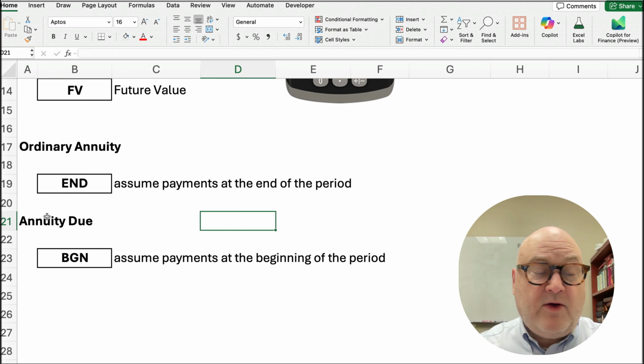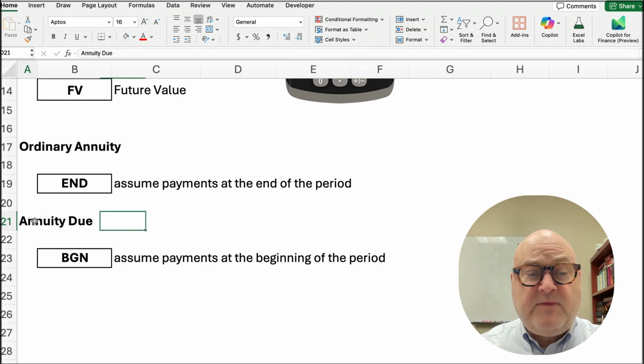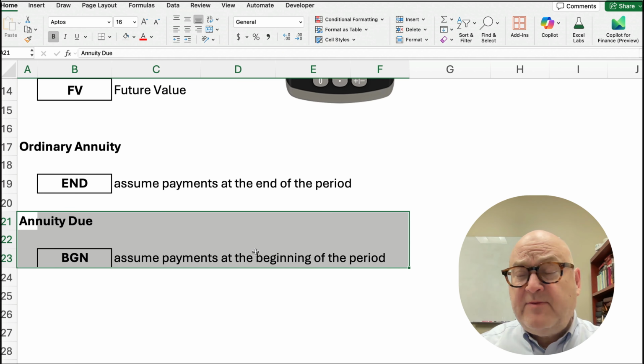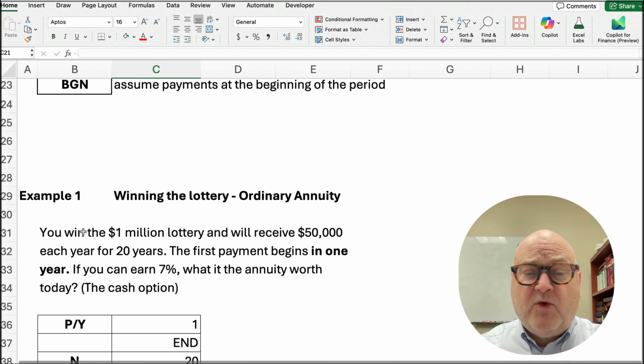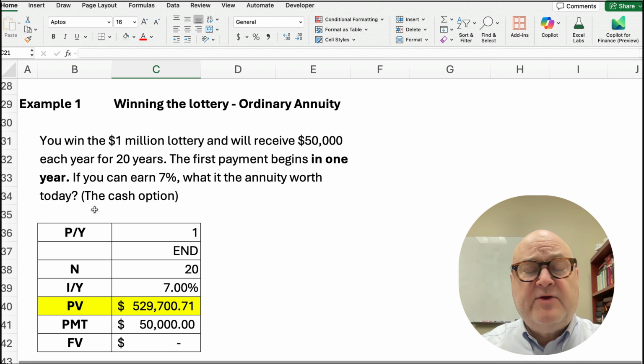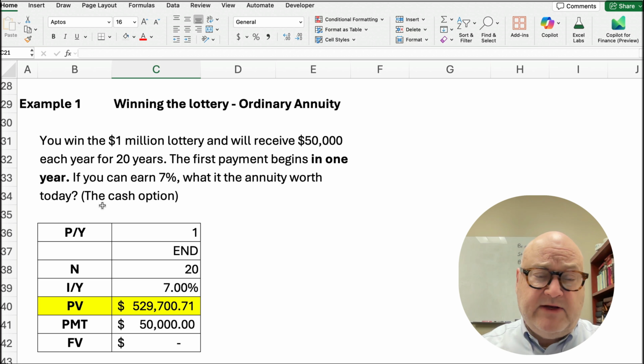But a small percent of the time, we would have payments where the payments happen today, or the first payment is at the beginning of the period. So that's called an annuity due, or just beginning payments. So we just need to set our calculator for beginning payments. It's real easy. I've got two examples, one that's going to be an ordinary annuity and one that's going to be an annuity due.